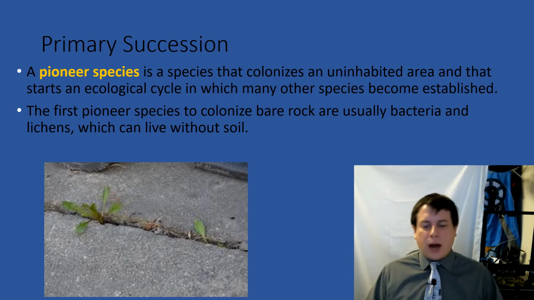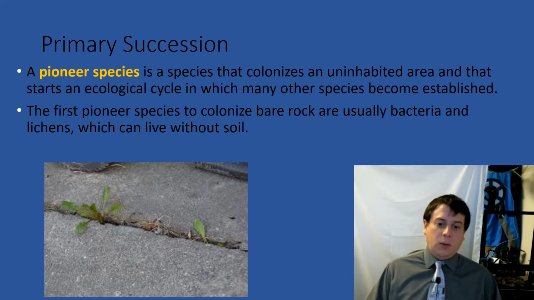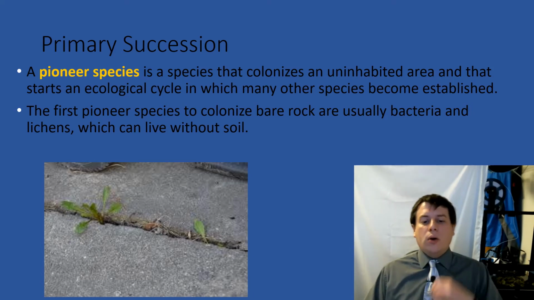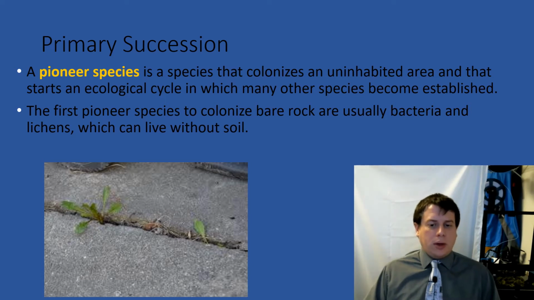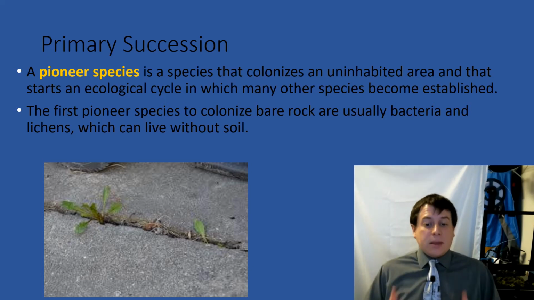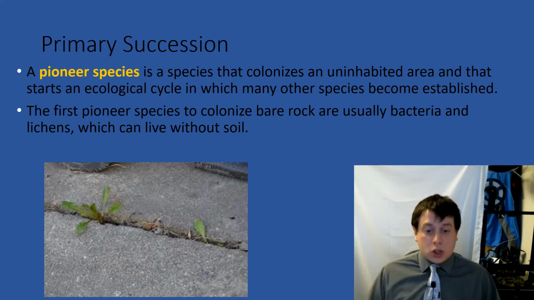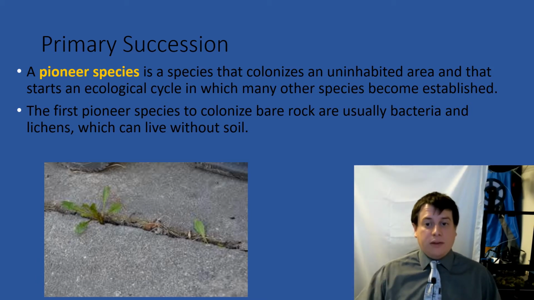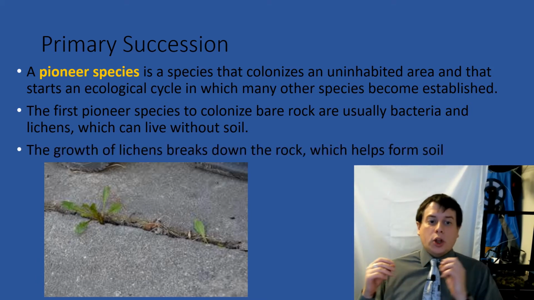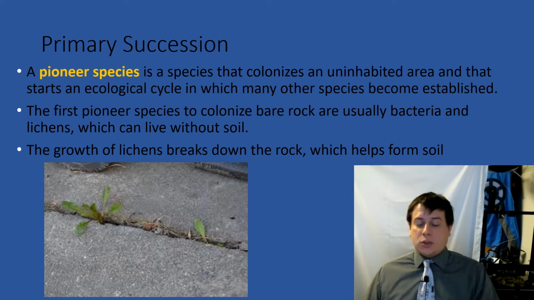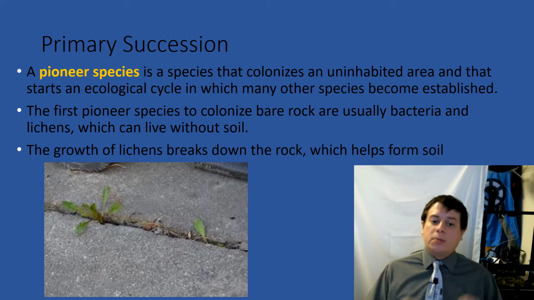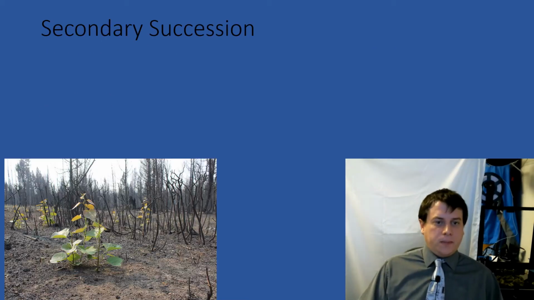Yeah, dandelions are actually a type of second pioneer species, if you will. All right? They can grow in those small amounts of soil that are available, and then they can begin to produce more soil, and they'll break up that rock even further. The growth of lichens breaks down that rock, which helps form the first soils.